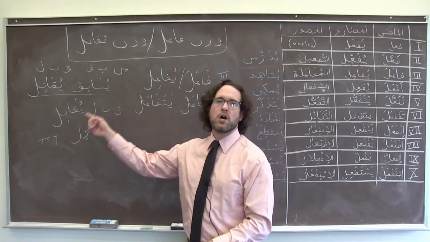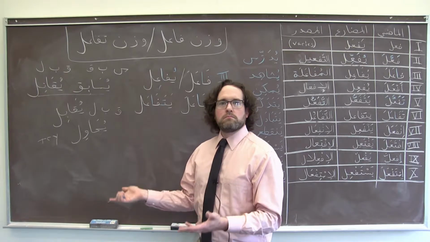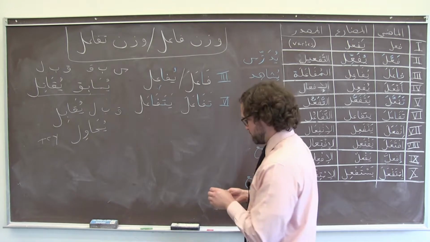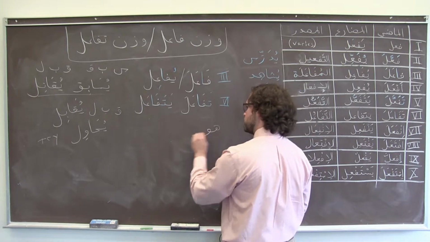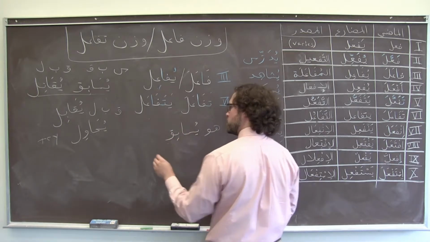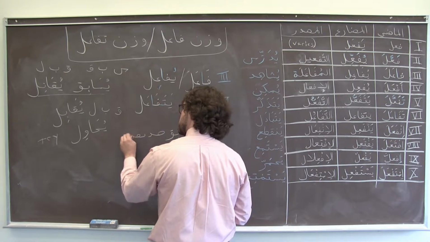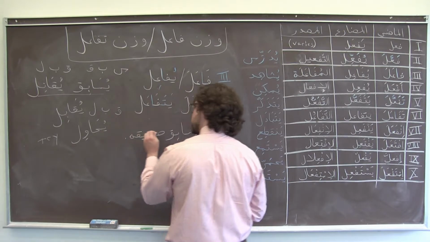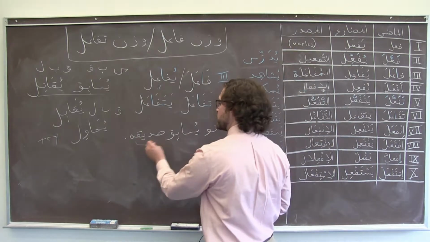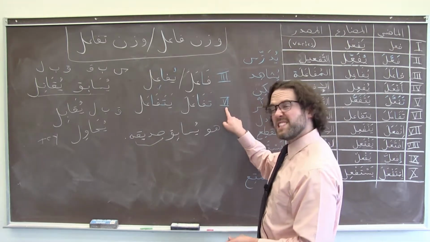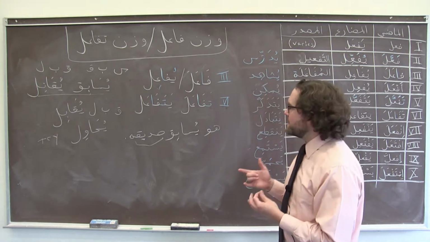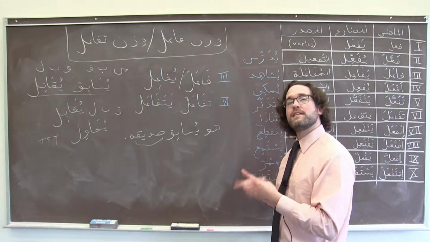If we said huwa yusabiq sadiqahu mathalan, he races his friend, in a case like that, yusabiq is the verb and then sadiq is the object. Who is he racing? His friend. But in Form 6, I could say specifically, Form 6 enables me to say in one word, they race each other.